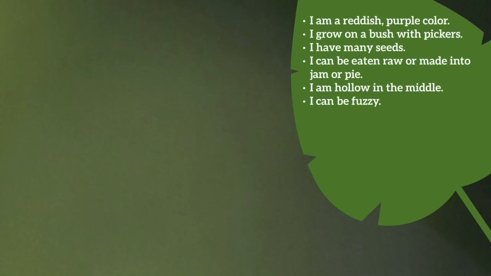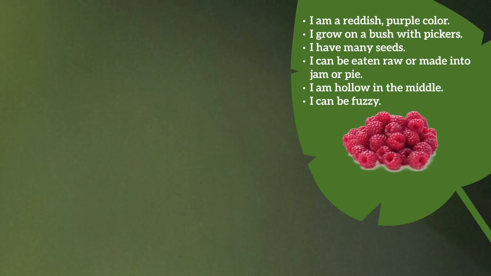All right. I am a reddish purple color. I grow on a bush with pickers. I have many seeds. I can be eaten raw or made into a jam or pie. I am hollow in the middle, and I can be fuzzy. Ooh, raspberries. One of my favorite.